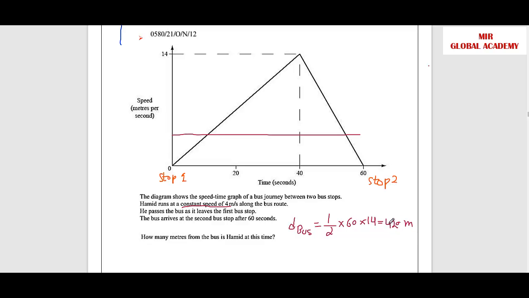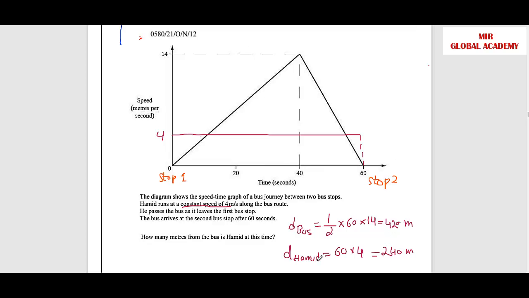The bus has covered 420 meters in 60 seconds. Now we have to find the distance covered by Hamid. The shape of Hamid's speed-time graph is a rectangle, and its area is length into width. The length of the graph is 60 and the width is 4, because he was running at 4 meters per second. So 60 into 4.